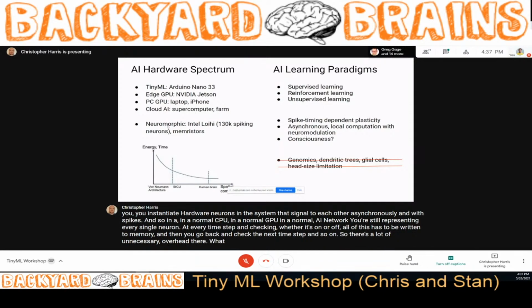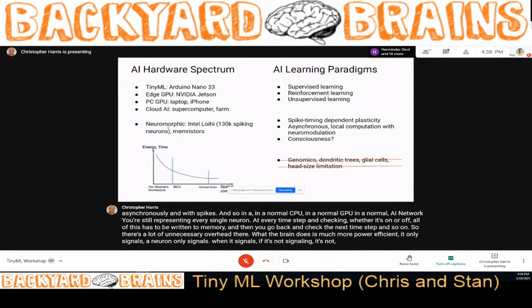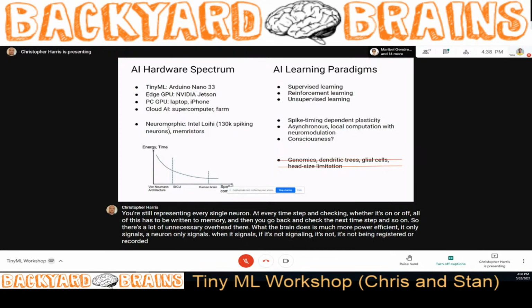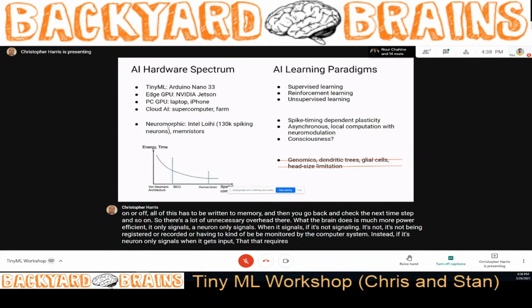What the brain does is much more power efficient. A neuron only signals when it signals. If it's not signaling, it's not being registered or recorded or having to be monitored by the computer system. Instead, a neuron only signals when it gets inputs, and that requires much less power. It's called event-based processing sometimes.